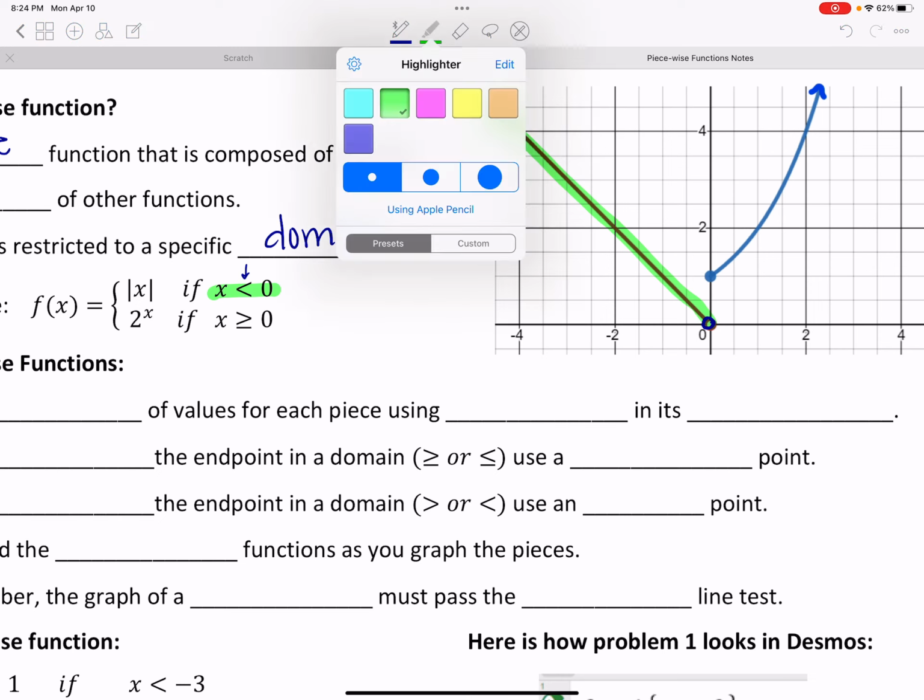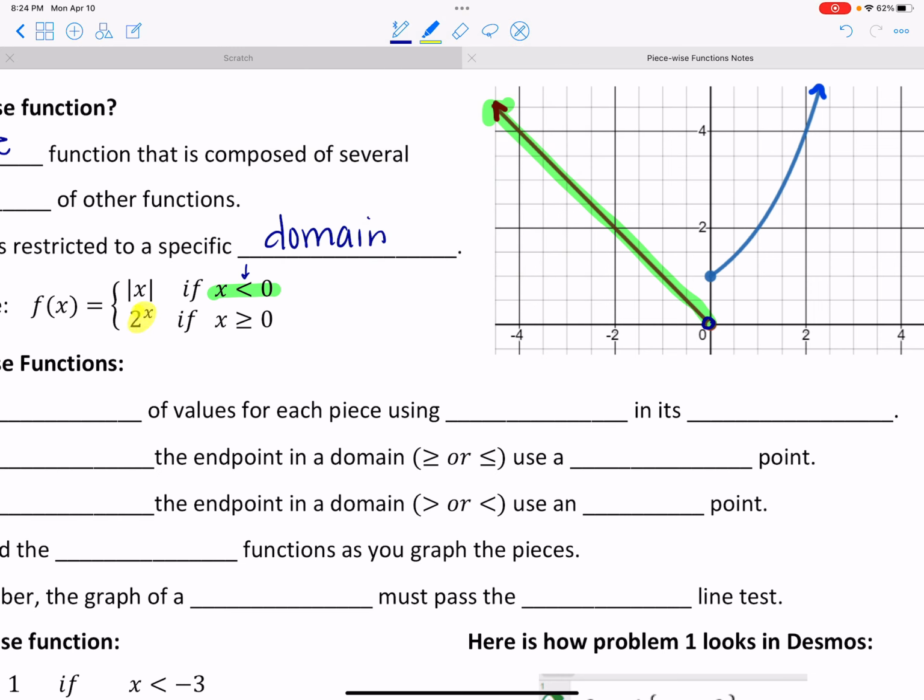Now the next piece is our exponential function, but again I don't want the entire exponential function. I only want it for the x's that are greater than or equal to 0.